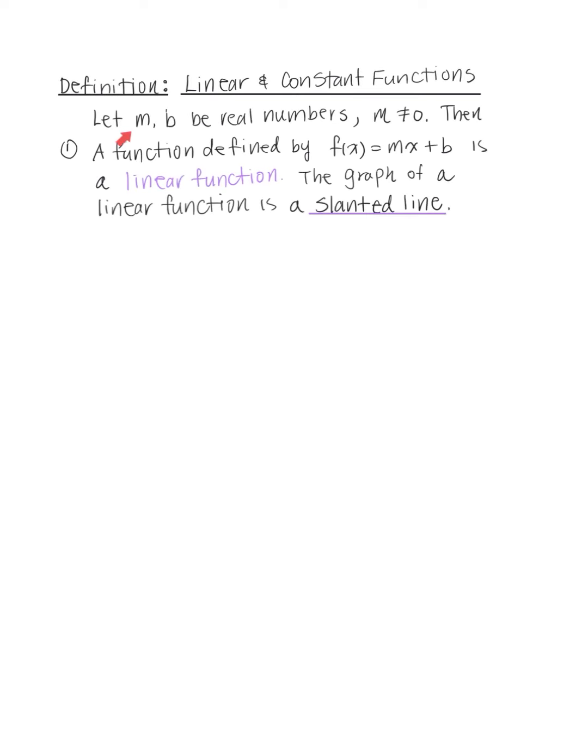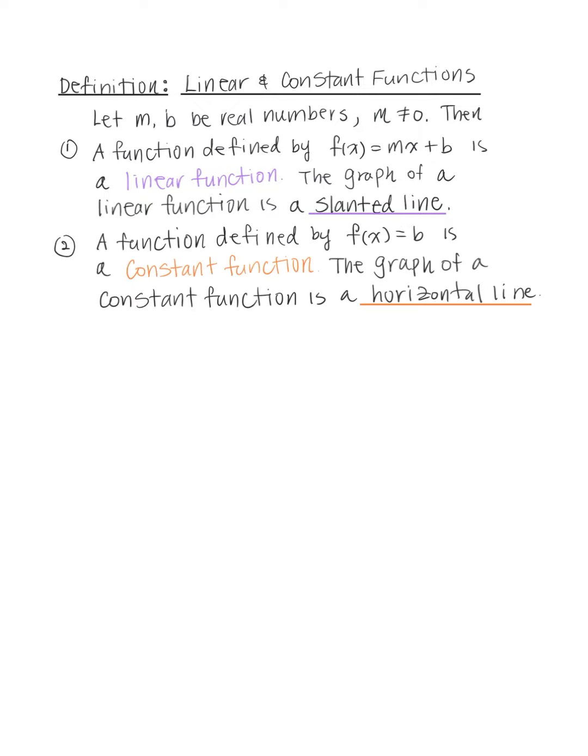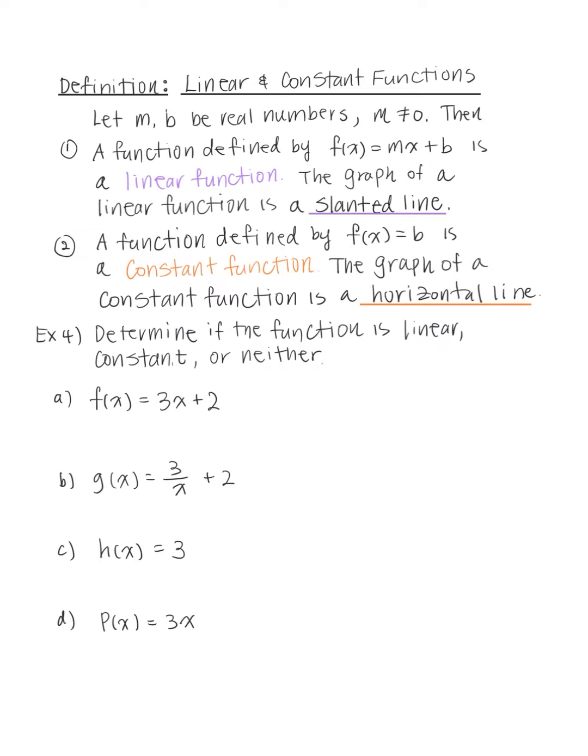Our next topic is linear and constant functions. It says let m and b be real numbers and m does not equal 0. Then, number 1, a function defined by f of x equals mx plus b is a linear function. The graph of a linear function is a slanted line. Number 2, a function defined by f of x equals b is a constant function. The graph of a constant function is a horizontal line.